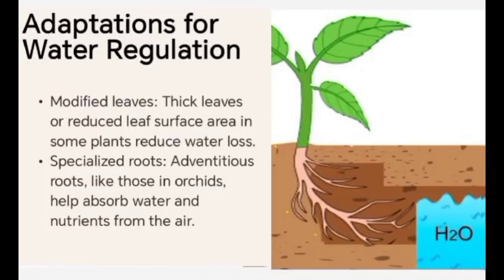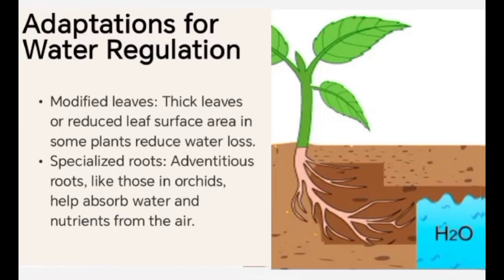Adaptations for water regulation. Modified leaves. Thick leaves or reduced leaf surface area in some plants reduce water loss. Specialized roots. Adventitious roots, like those in orchids, help absorb water and nutrients from the air.